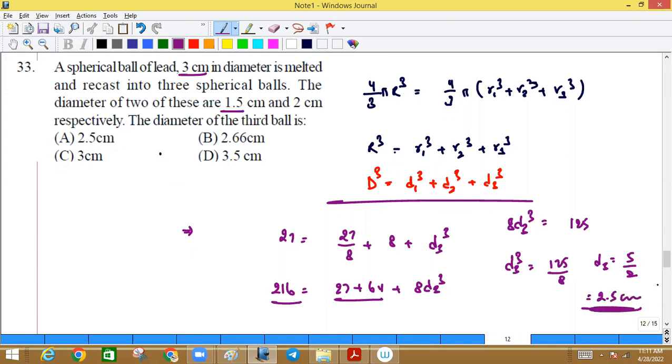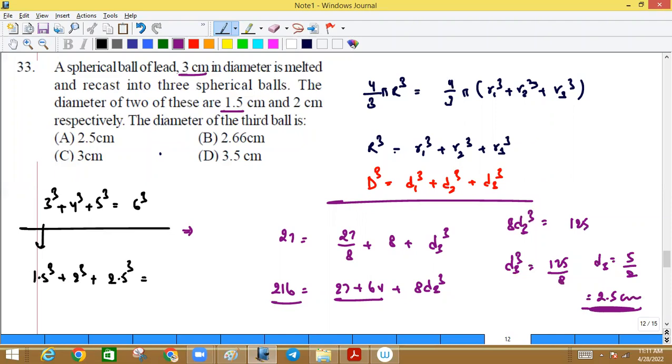2.5 centimeter. So one thing I want you to remember, 3 cube plus 4 cube plus 5 cube will be equal to what? 6 cube. In the same manner, 1.5 cube plus 2 cube plus 2.5 cube is how much? 3 cube. If you remember that, then you can directly do it. 1.5 cube plus 2 cube plus 2.5 cube gives you 3 cube. Okay.